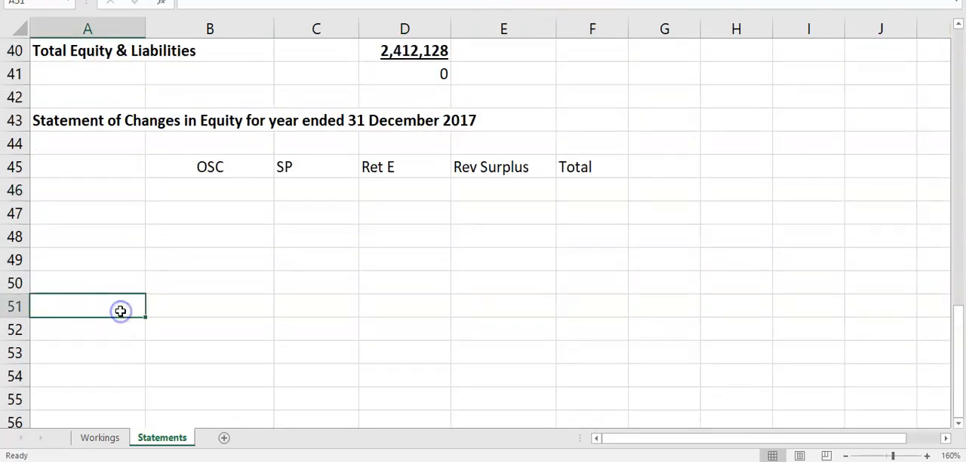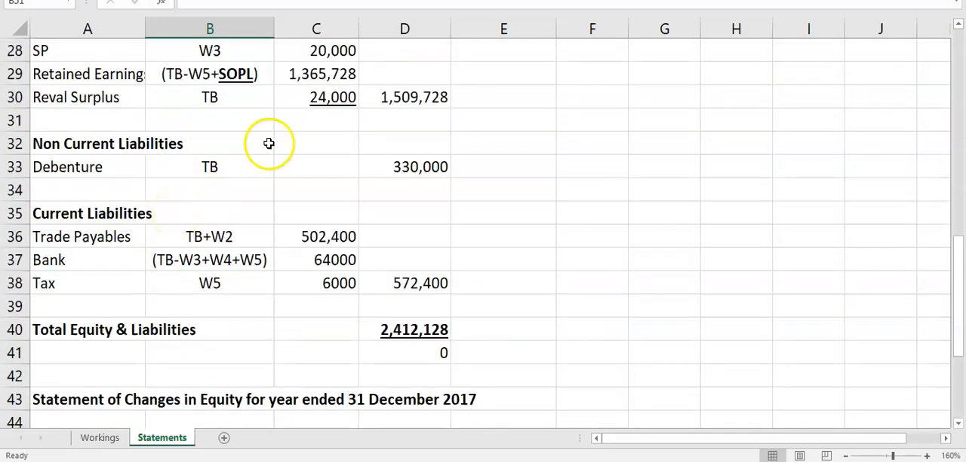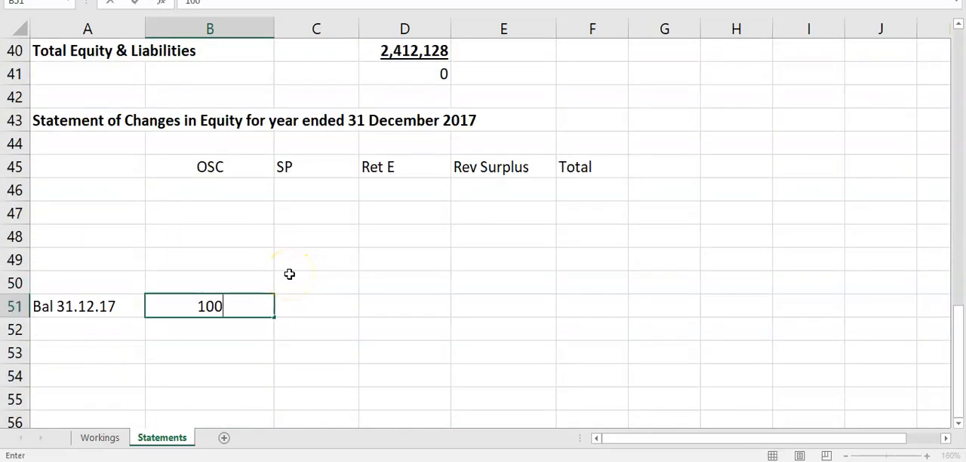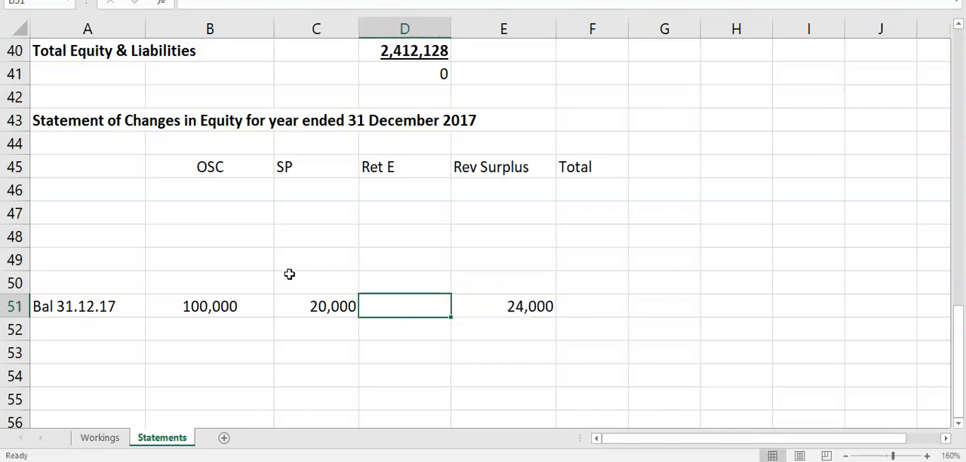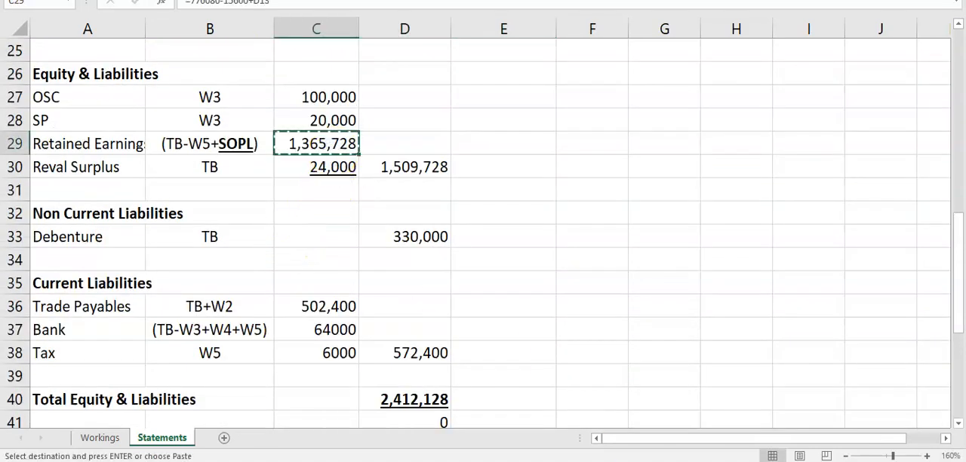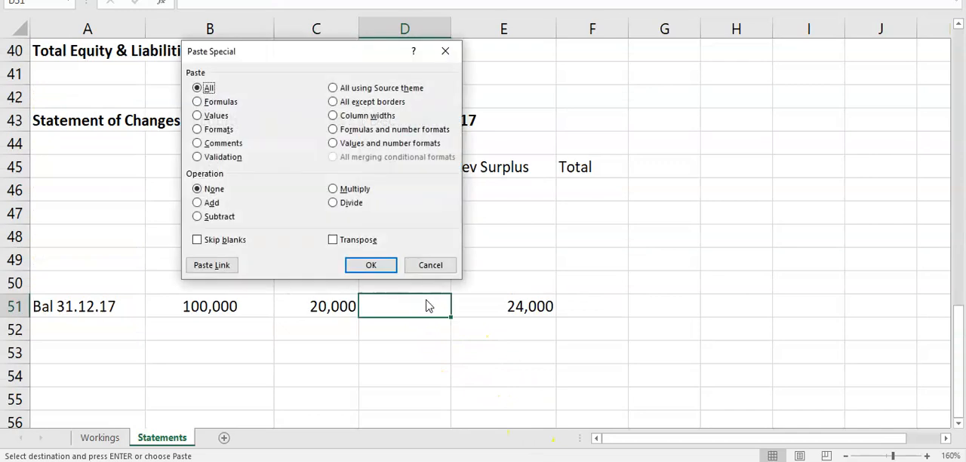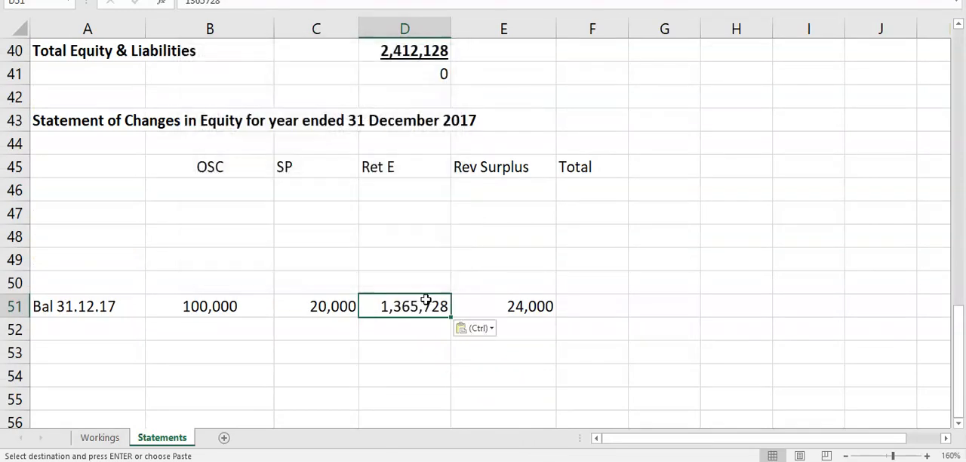Your starting point is always the 31st of the 12th, 2017, the closing balance. So what is the balance at the end of the year? That is coming from the statement of financial position. So you must always do the P&L and the statement of financial position first before you do the statement of changes in equity. So you're just copying in these. 100,000, 20,000, that's 24,000, and retained earnings, just copy it down, 1365 728. So that's your starting point. There's marks going for each step of these, so don't throw away the easy marks.